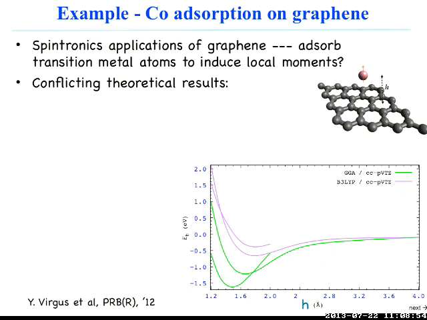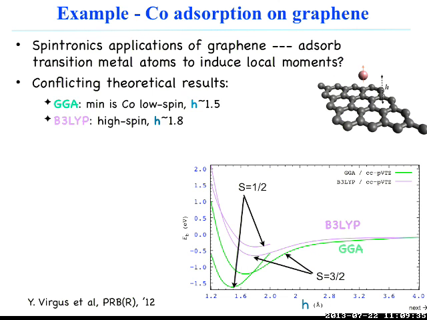Well, these are my 2 popular theories, GGA and B3LYP again. You can see that they predict very different things. The green curve, there are 2 sets from GGA and B3LYP. There are 2 spins, and this spin refers to the cobalt magnetic moment. So the equilibrium position, this height, has 2 different natures according to the 2 different theories. GGA says that the low spin state is a minimum, and B3LYP says the high spin state is a minimum. And the minimum positions are off too.